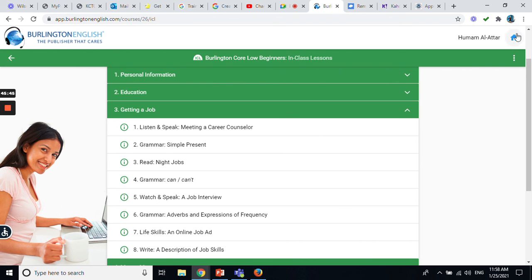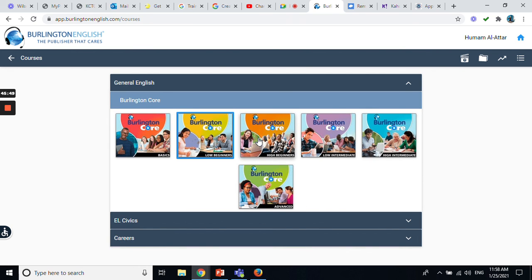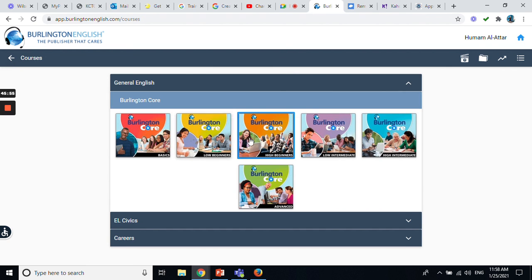Okay, and also I'm not leaving you at lower beginners. I am taking you a step up. So we are going to do high beginners. This is the second or the third level in our lessons. This is just a little bit harder than this one. Not very hard, not very easy, but it's good. You can learn a lot from this level. Does that sound good?